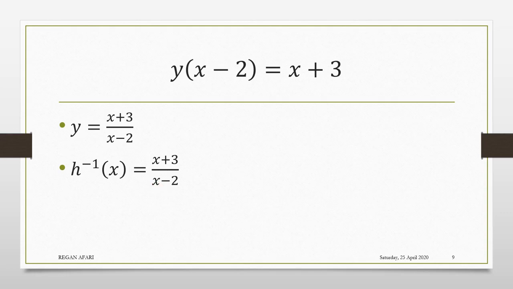Always keep in mind that you are following 3 steps. The first step is you let y be equal to the function. The second step is you interchange the positions of x and y, and the third step is to make y the subject, and you are done. That is how to find the inverse of a function.